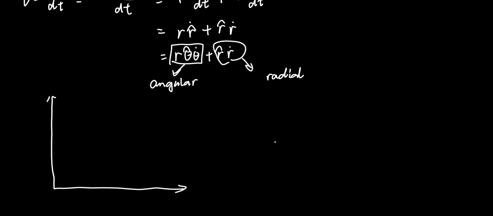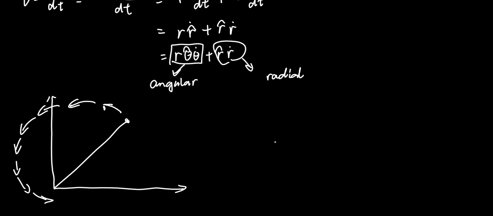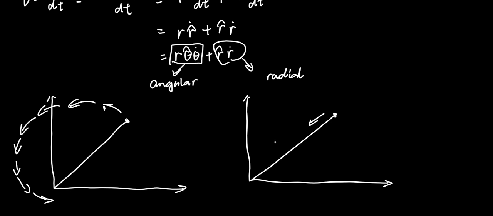In other words, the angular velocity describes the velocity when the point starts to rotate with respect to its origin. And it doesn't influence the change in the radius. Oppositely, the radial velocity only represents the rate of change of the radius instead of the angular velocity.